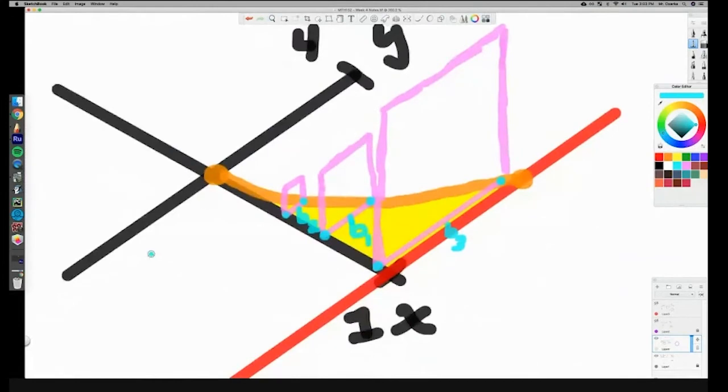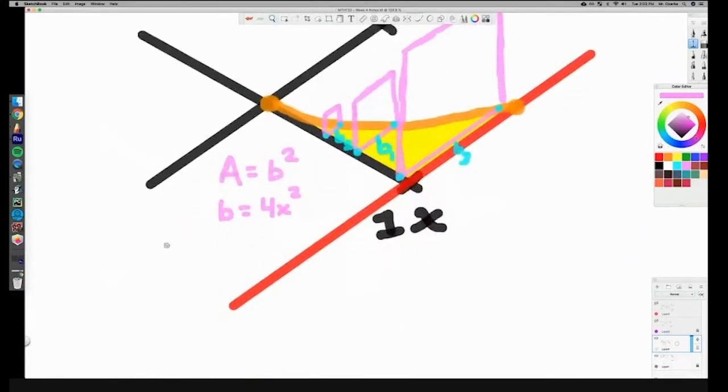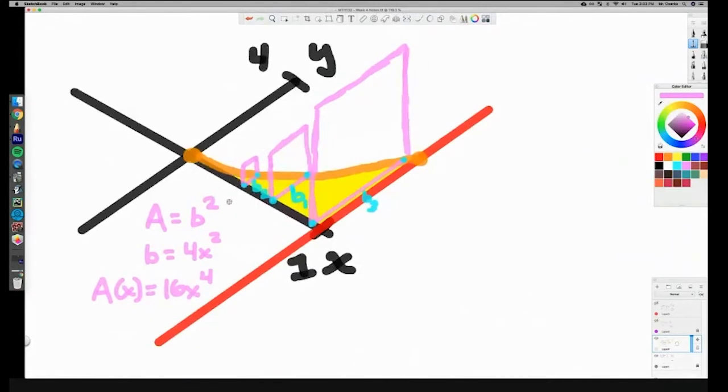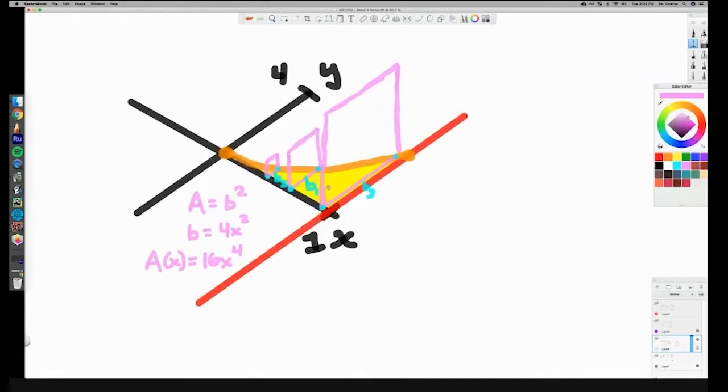So the area, let's do that in magenta. The area of just one of them is equal to whatever the base is squared. And we just said the base is equal to 4x squared. So this means your final area formula is equal to b squared, which is 16x to the 4th. I would always find the area of one of them first, because once you find the one, you can just integrate it and it finds all of them. Are there any questions on finding the area of just that one?